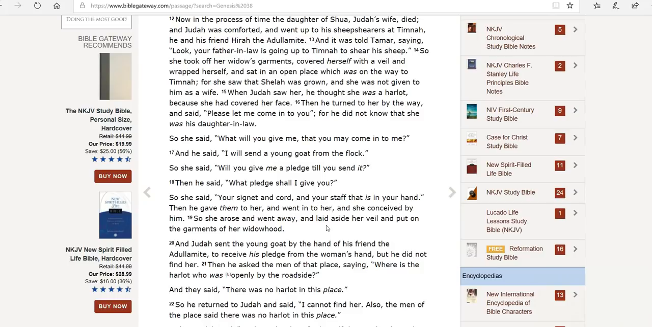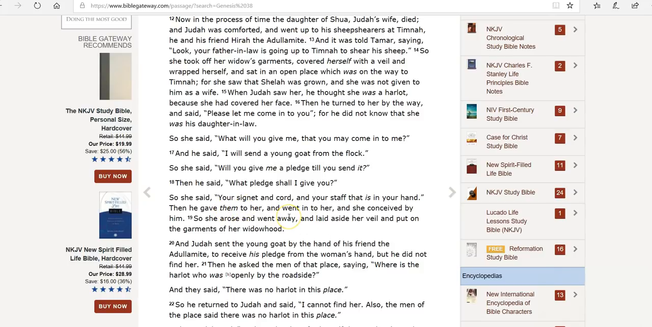Okay, guys, your signet and cord and your staff that is in your hand. And he gave them to her, and he went into her, and she conceived. And so she arose and went away, and laid aside her veil, and put on her garments of widowhood. Okay, so let's just stop it right there for a moment.